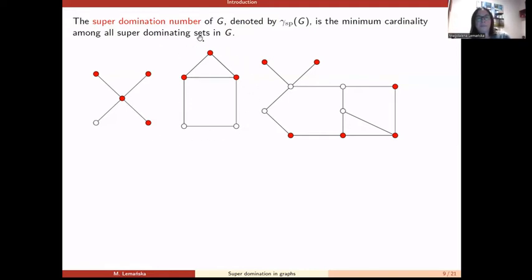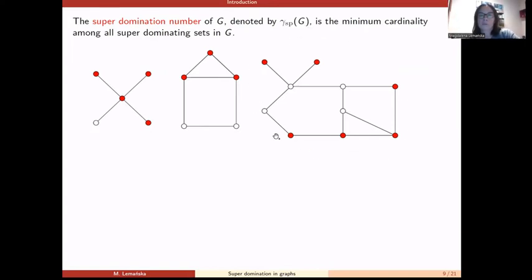Here, in the second example, we have a superdominating set of cardinality 3. This white vertex has this red vertex as a private neighbor. This white vertex has this red vertex as a private neighbor. And to keep this property that the set is superdominating, it was necessary also to put to the set this vertex.